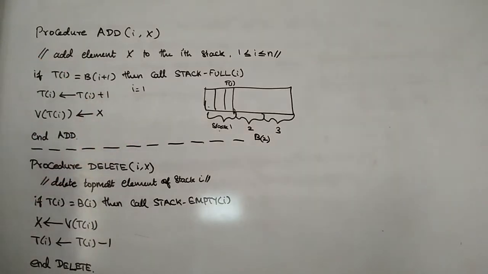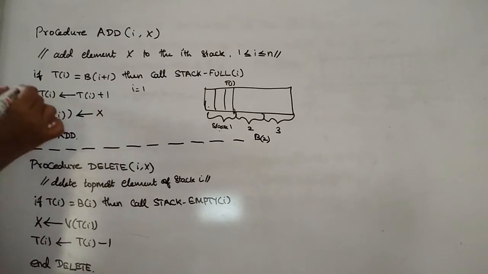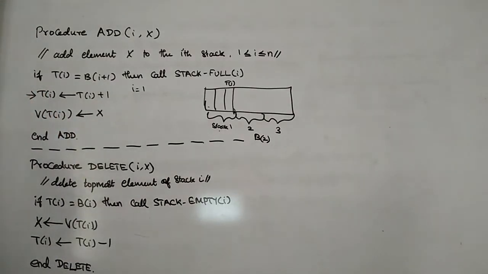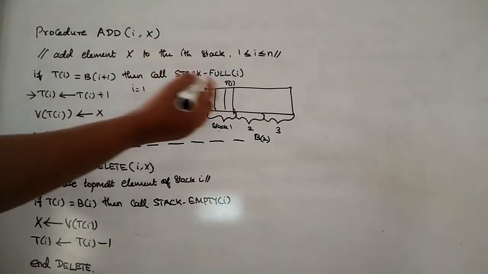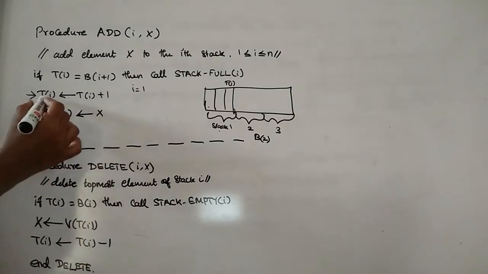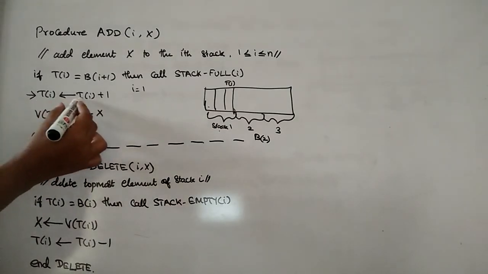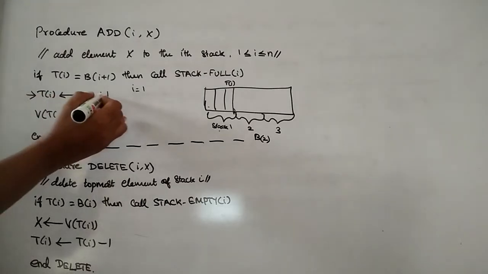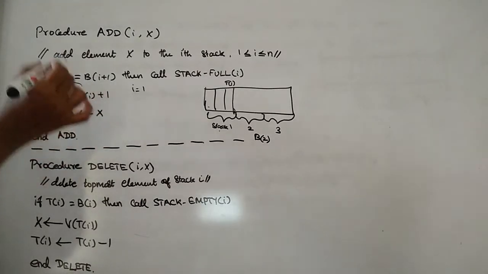In case this condition is not true, the program control will come to this line. There, at first we should increment the top value. This you know very well: whenever you push an element onto the stack, at first we increment the value of top, and only then assign the value to it. That's why here we are setting T of I equal to T of I plus 1, which gets stored in T of I.